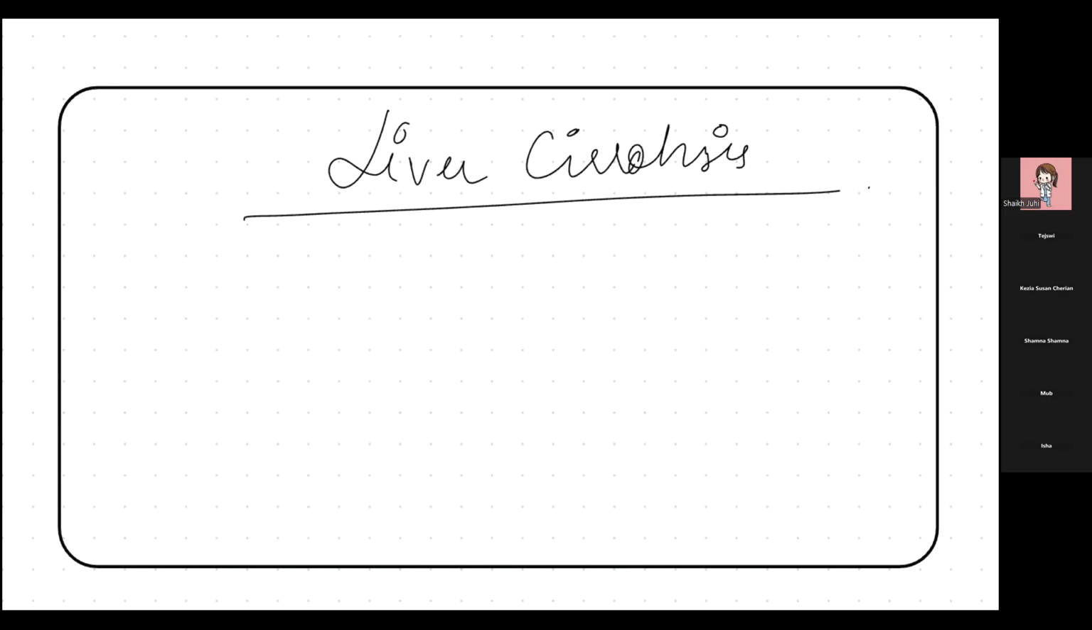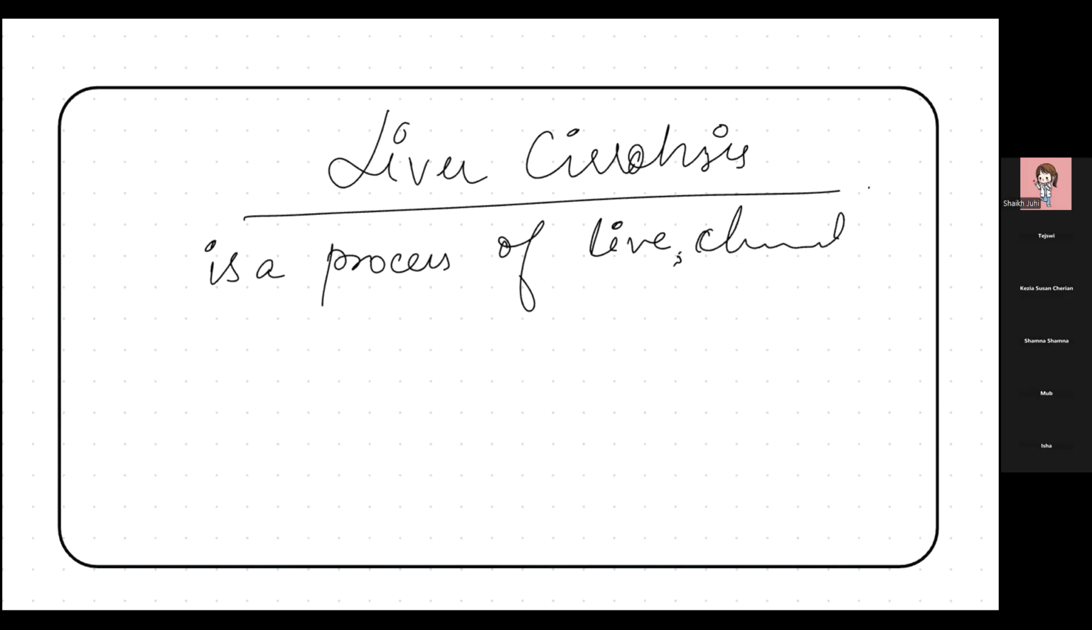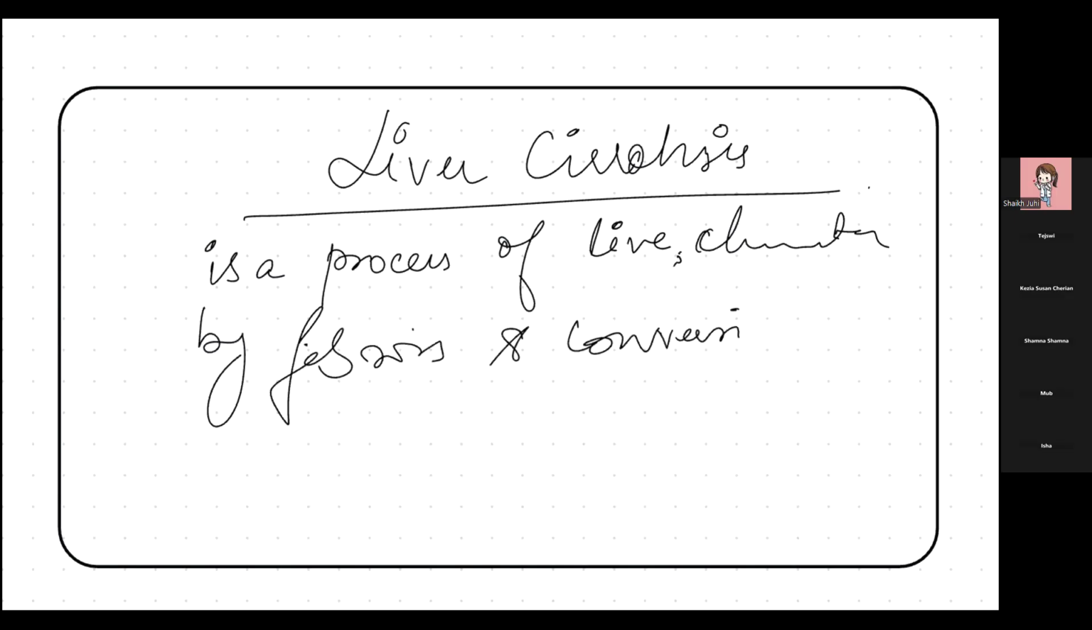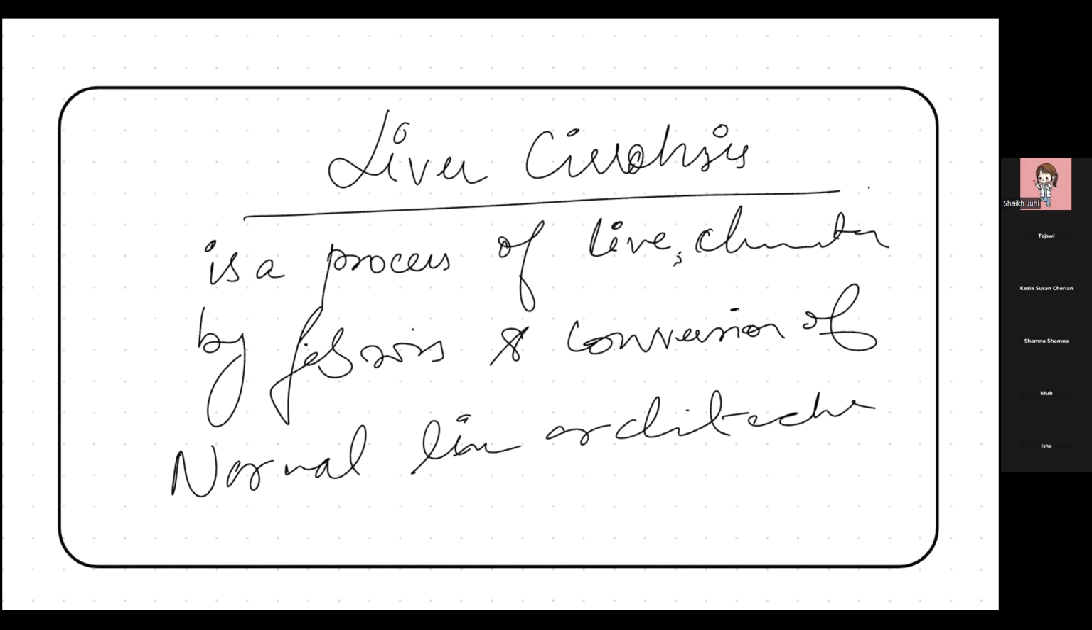Now let's see the definition. Liver cirrhosis is a process of liver that is characterized by fibrosis and conversion of normal liver architecture into structurally abnormal regenerative nodules.